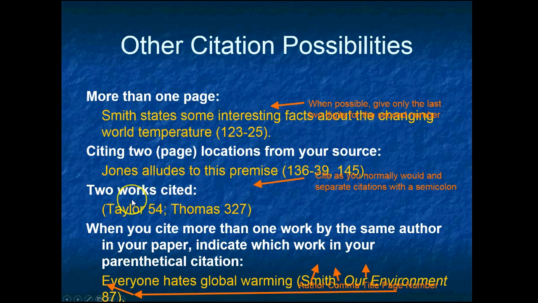If you have 2 works cited or 2 authors, and you're using them to join together for a summary or a quote, maybe you use Taylor, page 54, and then part of the quote or the in-text citation comes from Thomas, 327. Put both of those in the parenthetical citation at the end of the in-text citation that you are using.